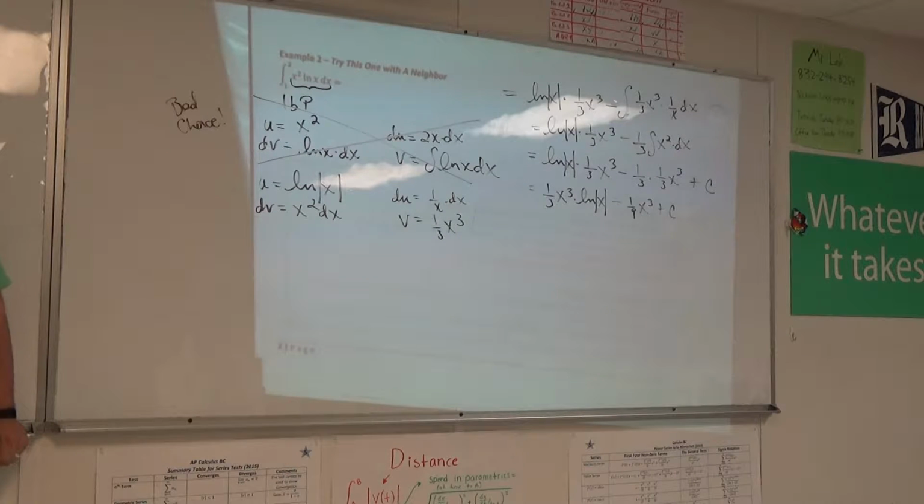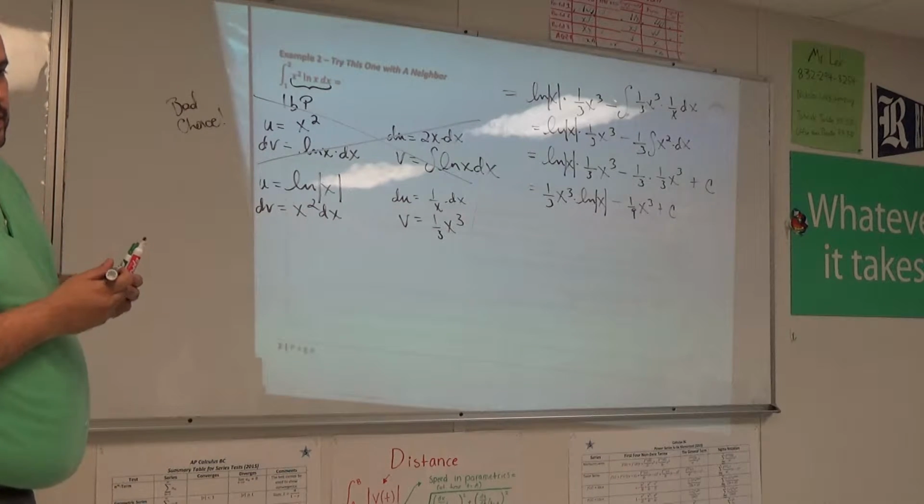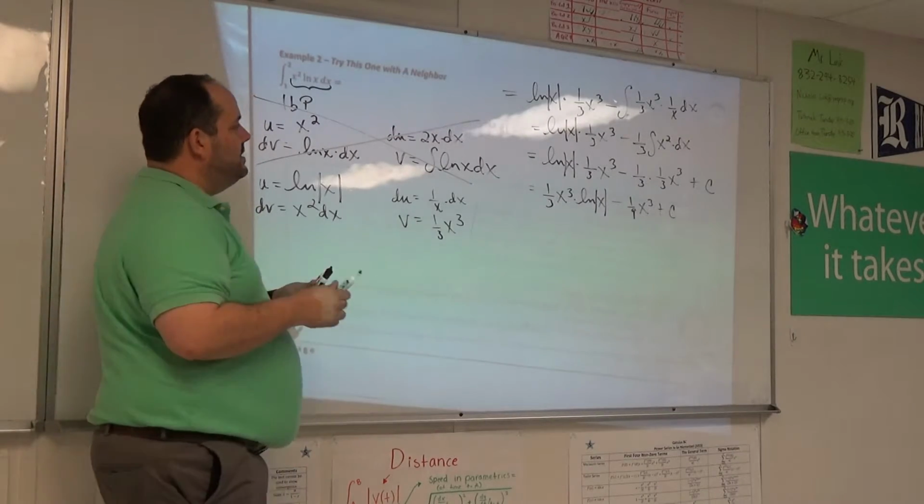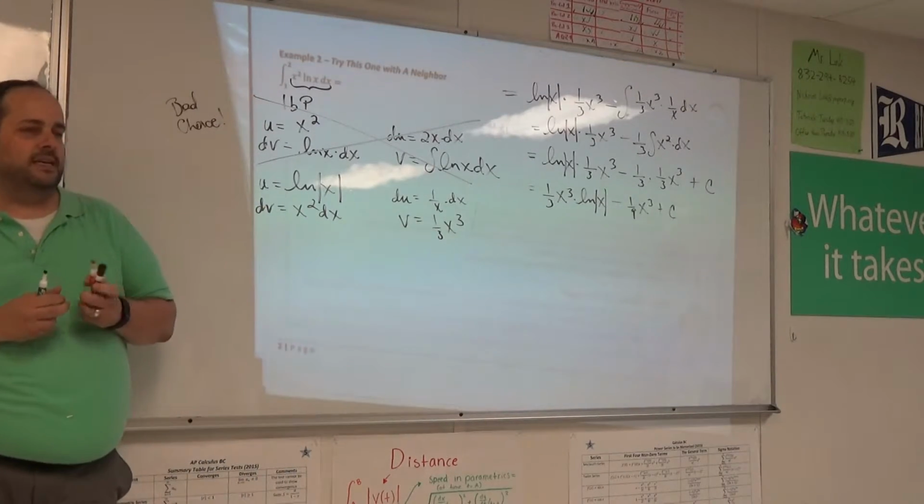Okay, is everybody okay with the integration piece? Yeah. Still wrong, though. Victoria, what's wrong with this answer? Why is this not the answer? Look at the original problem. You have x squared natural log of x. There's something in the original problem we never actually considered.